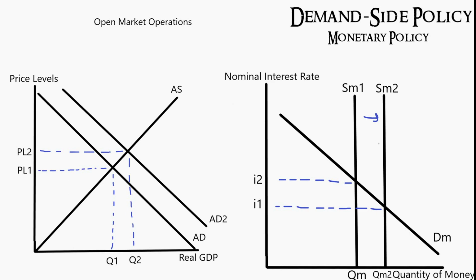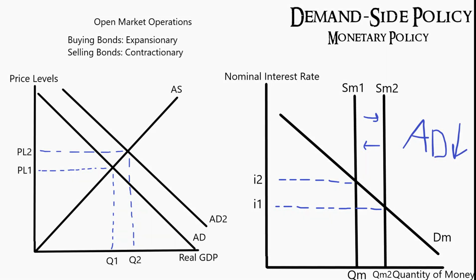If it sells bonds, it achieves the opposite effect, and it lowers the supply of money, which is contractionary, and AD will fall. So selling bonds is contractionary, and buying bonds is expansionary.